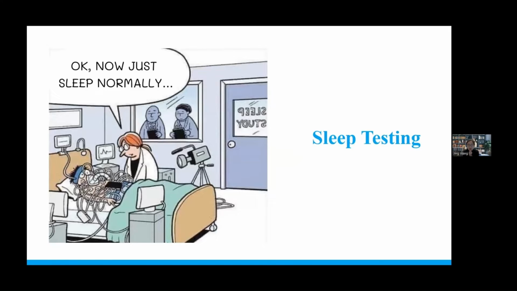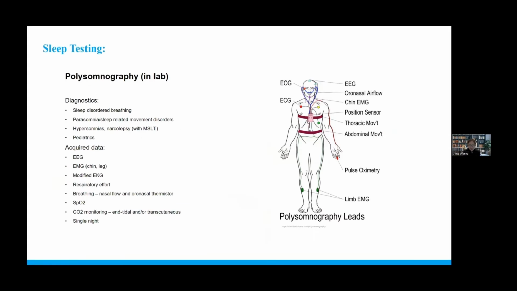Okay, so I mentioned I wanted to go over a little bit about sleep testing. So here it is. I think this picture is actually really funny, but very true. A lot of patients come back to us and have the same reaction: how am I supposed to sleep with that? The picture is alluding to the traditional sleep testing, or polysomnography. So that's the in-lab sleep study.